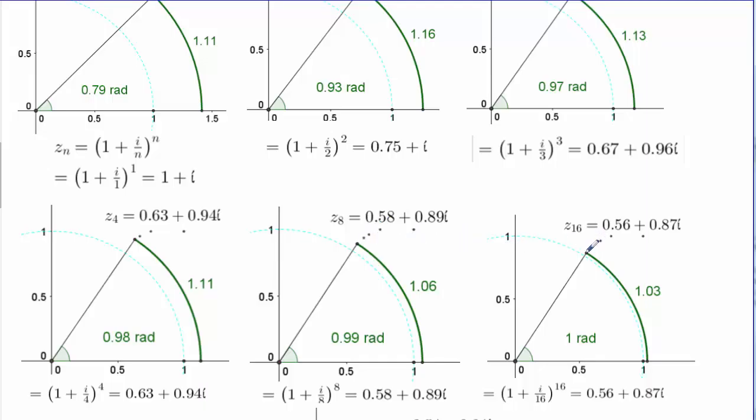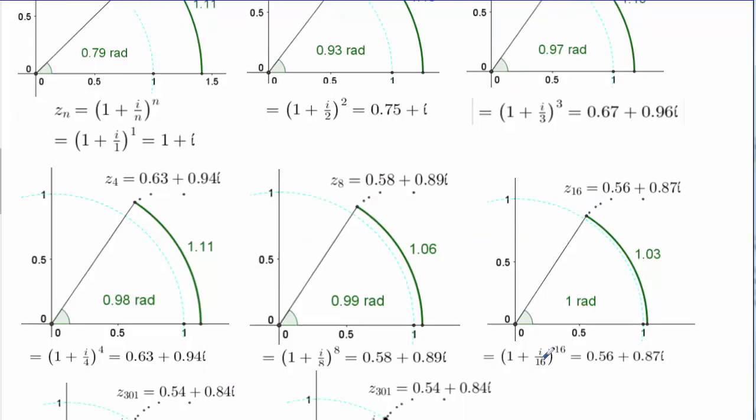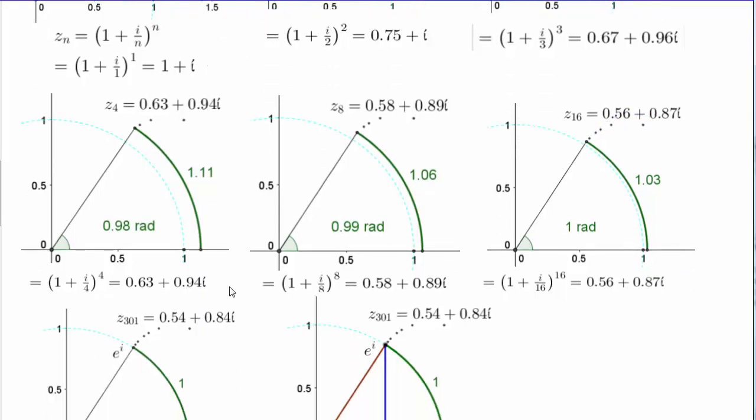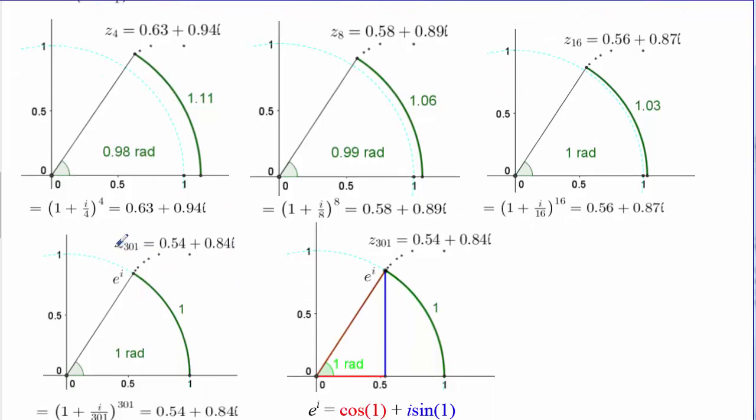And here's z sub 16. If we put a 16 in, (1 + i/16)^16, we get 0.56 + 0.87i. And you'll see the pattern, what this number is doing is moving this way. And so let's just jack it way up. Here's the 301st value of n.